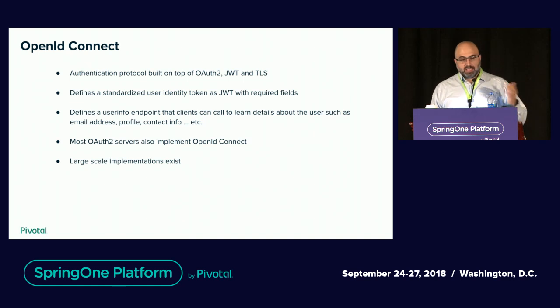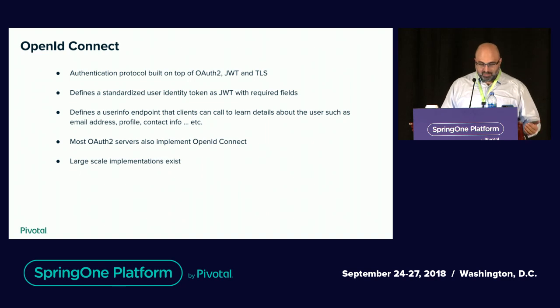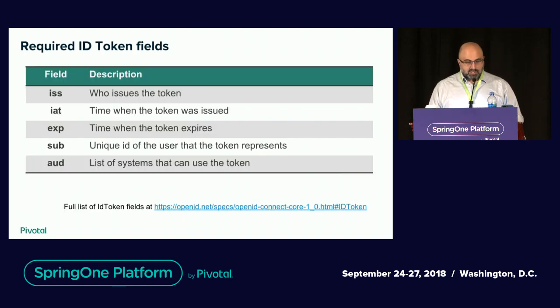So it defines a standardized identity. Like in OAuth 2, you don't have to use JWT tokens. In OpenID Connect, you have to use JWT tokens. In OAuth 2, if you were to use JWT, the JWT tokens don't have standard fields. In OpenID Connect, the JWT tokens have standard fields. So it looks something like this.